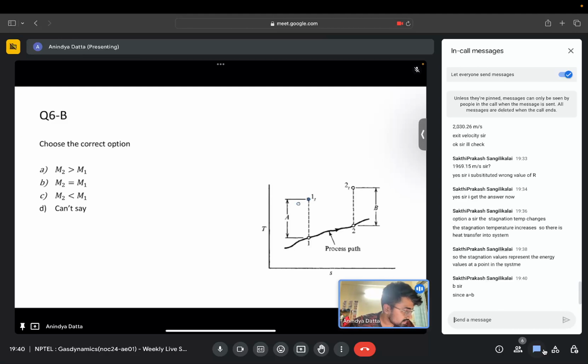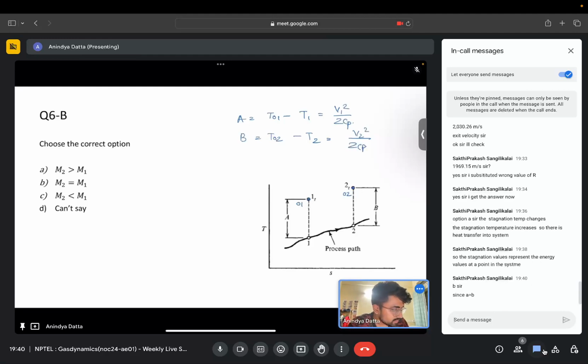So this is 01 and this is 02, right? So what is A? A is equal to T01 minus T1. What is that? V1 square by 2 Cp, right? You saw this. And what is B? T02 minus T2, which is V2 square by 2 Cp.